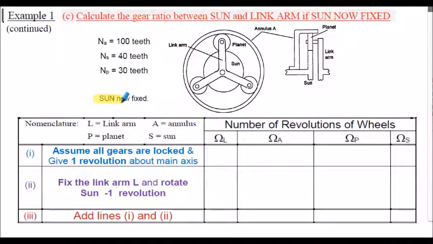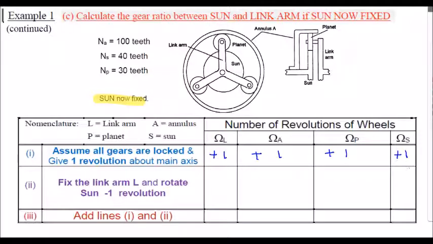The sun is now the fixed gear, and in the previous situation the annulus was fixed. Okay, so going through our process, same thing for the first step. We'll assume all the gears are locked, and we apply the positive 1 rotation for everything, so everything gets a positive 1 in that first row. Let's think of the second row.